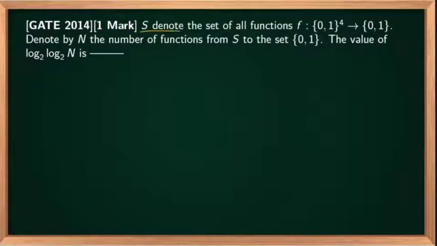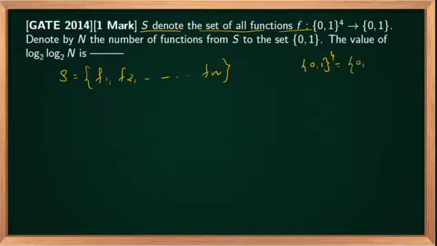S denote the set of all functions f of the form 0, 1, always 4 to 0, 1. So we need to see what is S. So S is set of functions f1, f2, etc., fn of the form. What is 0, 1, always 4? That is equal to 0, 1, concatenated with 0, 1, concatenated with 0, 1, concatenated 0, 1. And that will be equal to set of all binary strings of length 4.